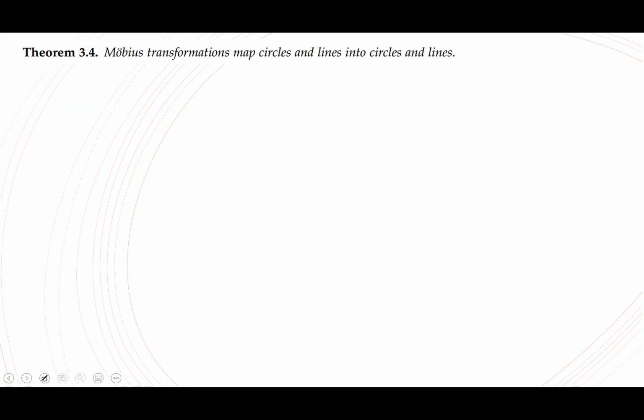But okay. So what's that really cool property? It's the following. So Mobius transformations, okay, so if you have a linear fractional transformation with that property that AD minus BC is not equal to 0, okay, because that's what a Mobius transformation means, then that Mobius transformation actually maps circles and lines into circles and lines.